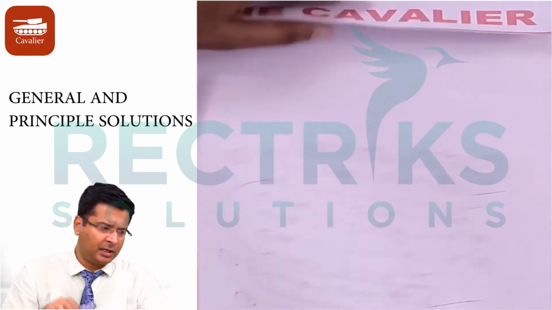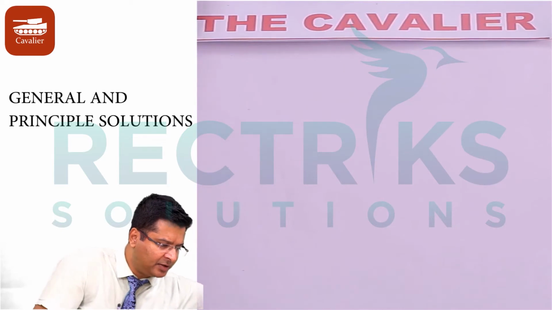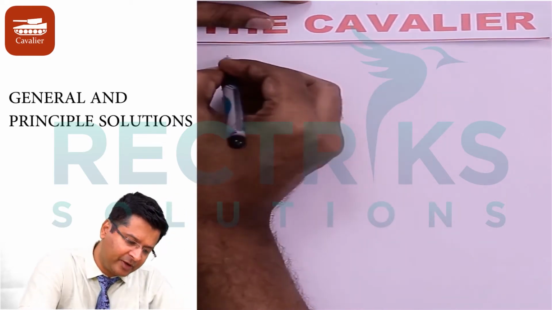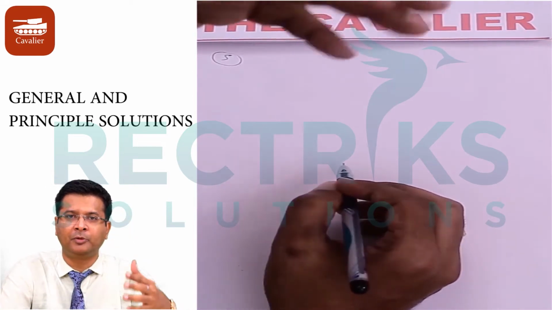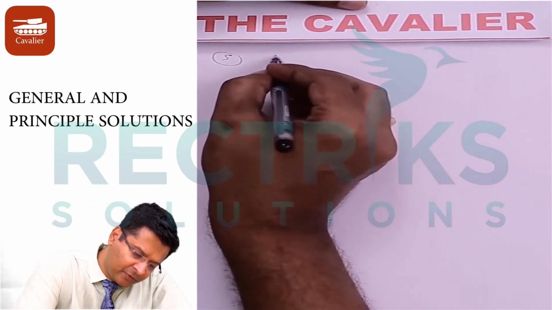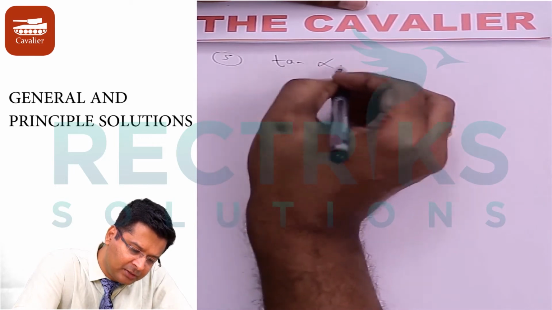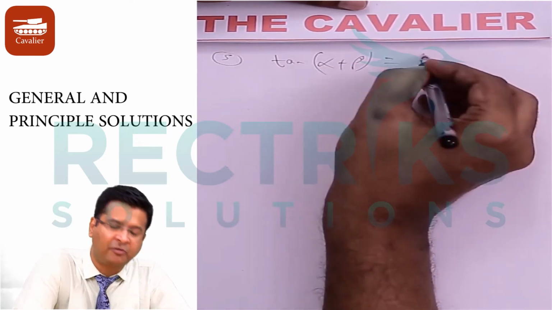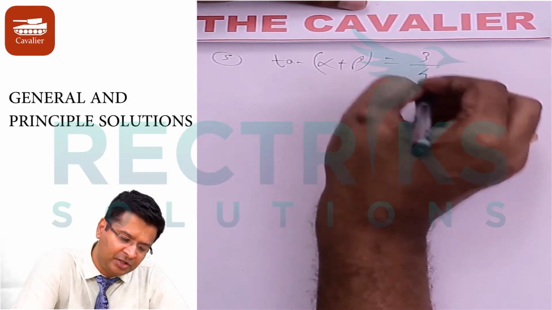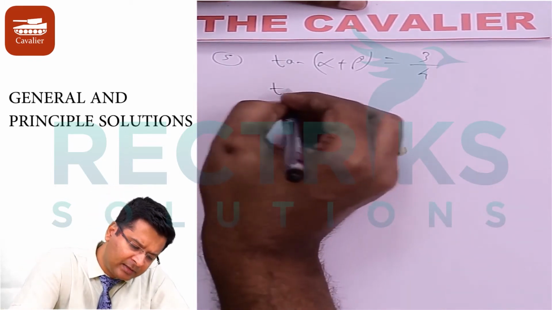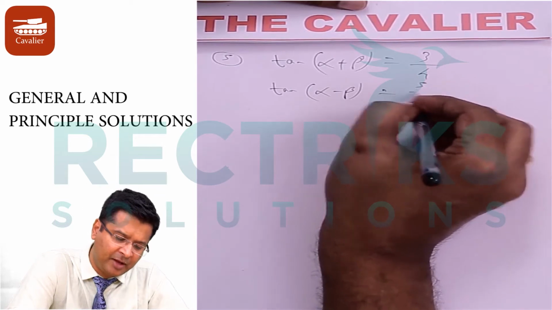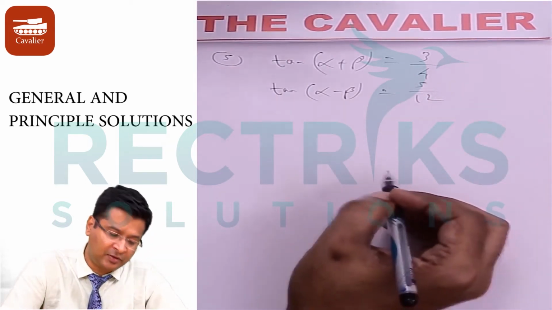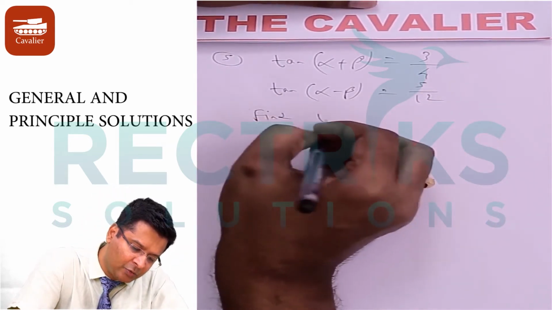Next important formula which you will get here, that is the derived result again, that is formula number 5. Now formula number 5 usually comes in the paper in the form of a question. Now what exactly is that formula? Suppose in a question he is giving you the value of tan alpha plus beta, say the value is 3 by 4, and in the same question he is giving you the value of tan alpha minus beta, say 5 by 12, and he is asking you to find the value of tan 2 alpha.